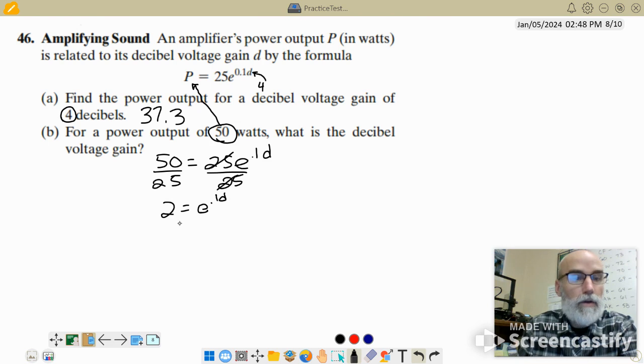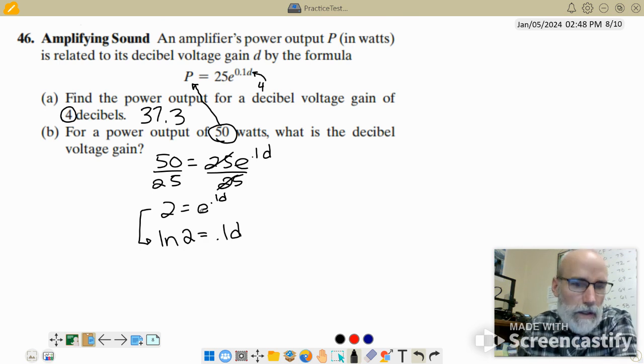Now I'm going to convert to logarithm. That's exponential form; this is going to be log form. Natural log of 2 is equal to 0.1 d. Since this is e, natural log means: what am I raising e to, to get 2? I'm raising it to 0.1 d. Now I divide by 0.1. So d equals natural log of 2 divided by 0.1.